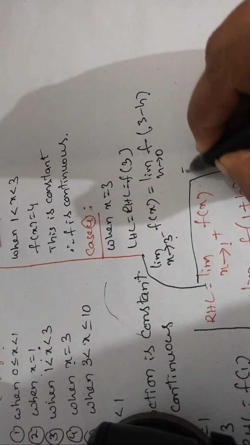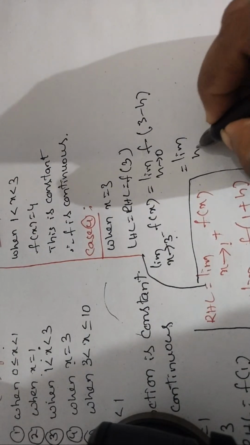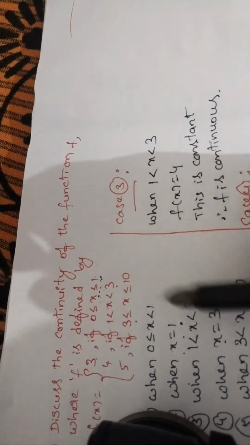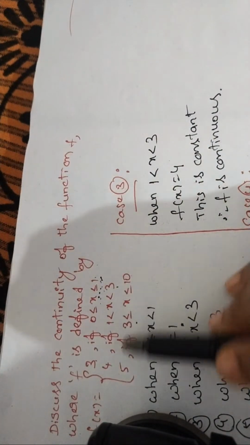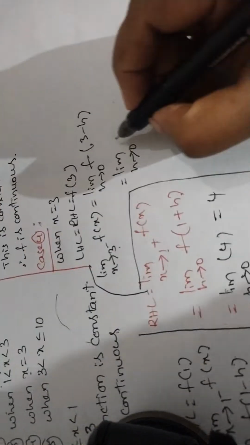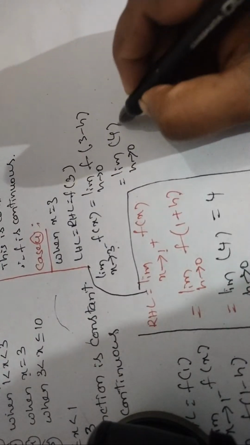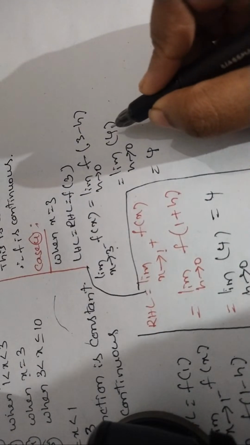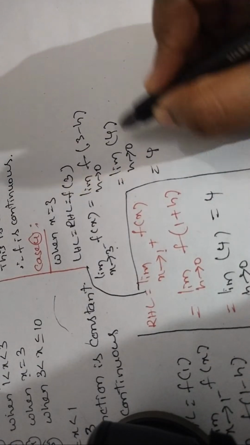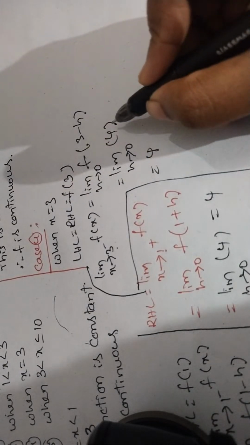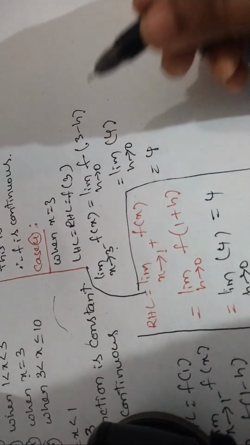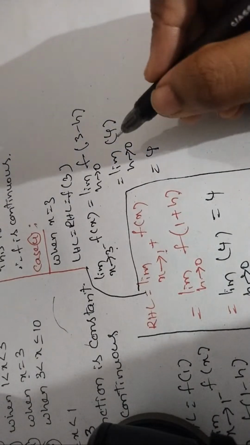Now write limit h tends to 0. 3 minus, what is the function when it is 3 minus? Means less than 3. Less than 3, the function is 4. So we will write here 4. We directly take the number because there is no h. If there is h, then we will write the h value here. There is no h, so we can directly take 4. That is LHL.